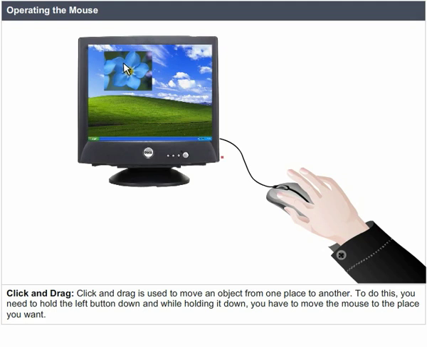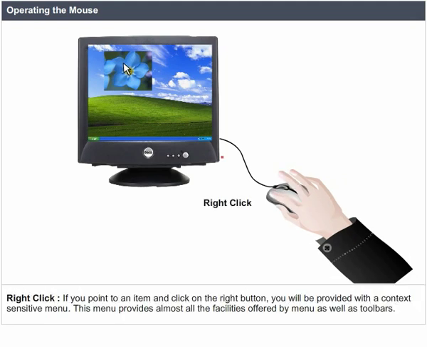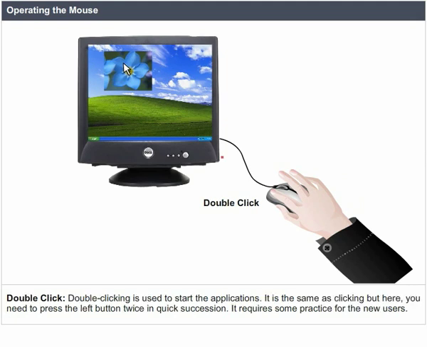Right-click. If you point to an item and click on the right button, you will be provided with a context-sensitive menu. This menu provides almost all the facilities offered by menu as well as toolbars. Double-click. Double-clicking is used to start the applications. It's the same as clicking, but here you need to press the left button twice in quick succession. It requires some practice for the new users.